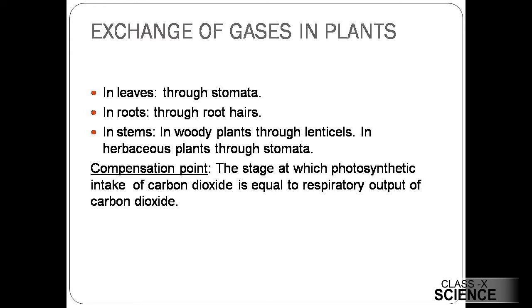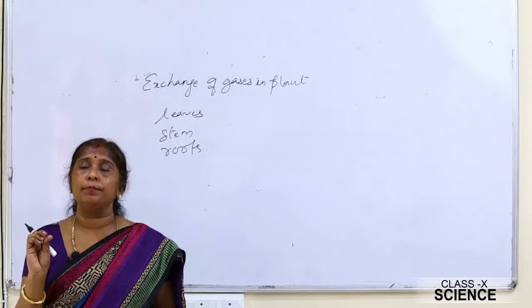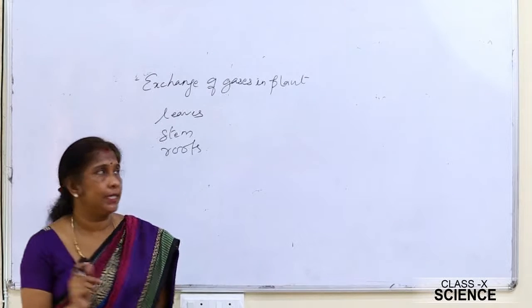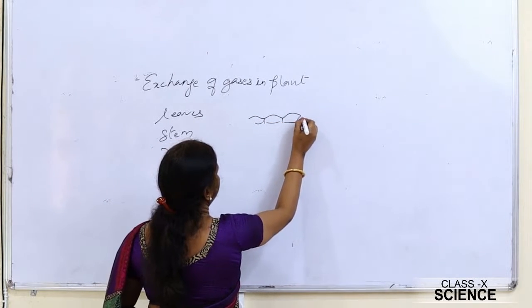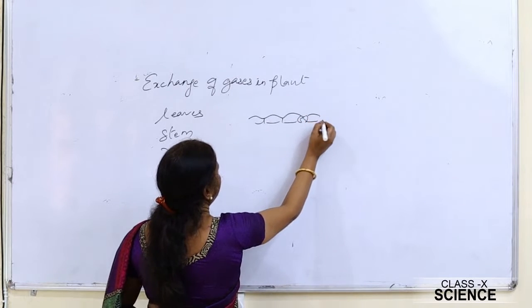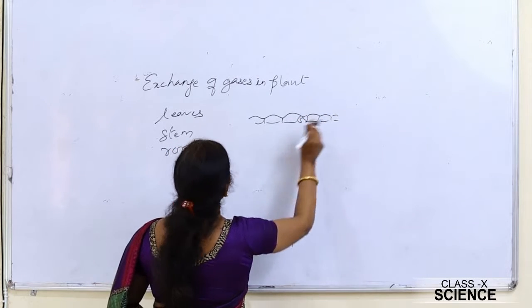Now let us see how the exchange of gases takes place in plants. In plants, the exchange of gases may take place through the leaves, or through the stem, or through the roots. In the leaves, certain small pores called stomata are present in the epidermis.